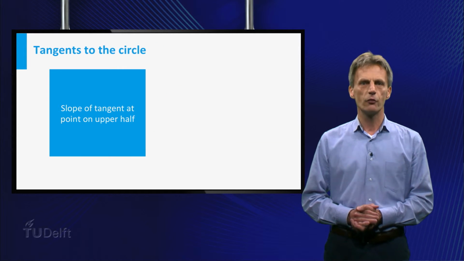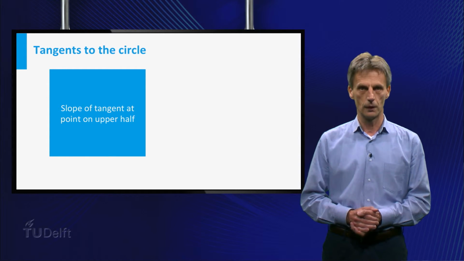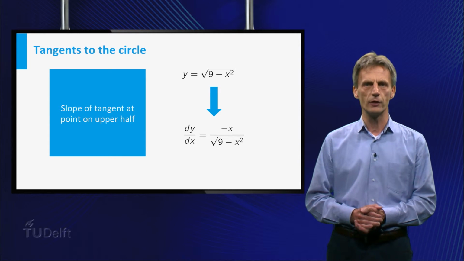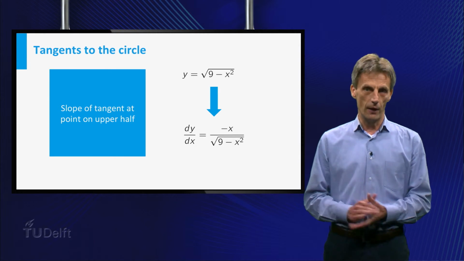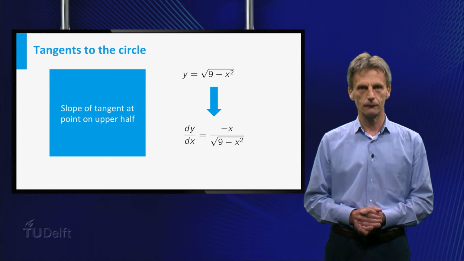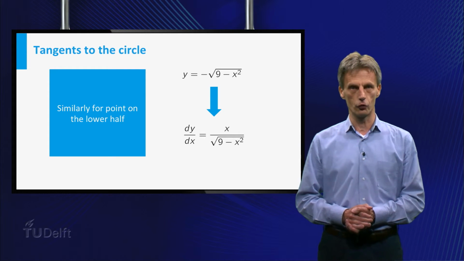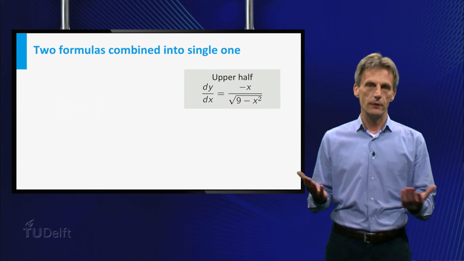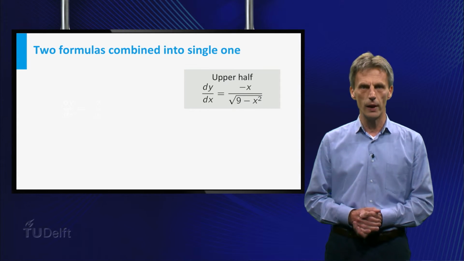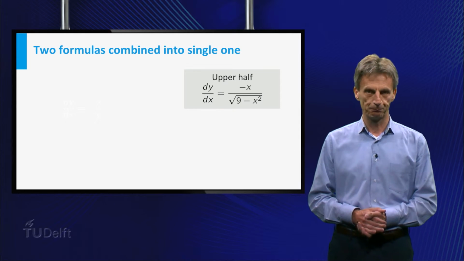Now suppose we want to find the slope of the tangent line at a point on the upper half of the circle. In that case, we take the explicit formula y is the square root of 9 minus x squared, and then we can compute a derivative in the usual way. And of course we can do the same for the points on the lower half of the circle. It appears that we can compute the slopes of the tangents to the circle in the usual way. So what exactly is the point we are trying to make here?